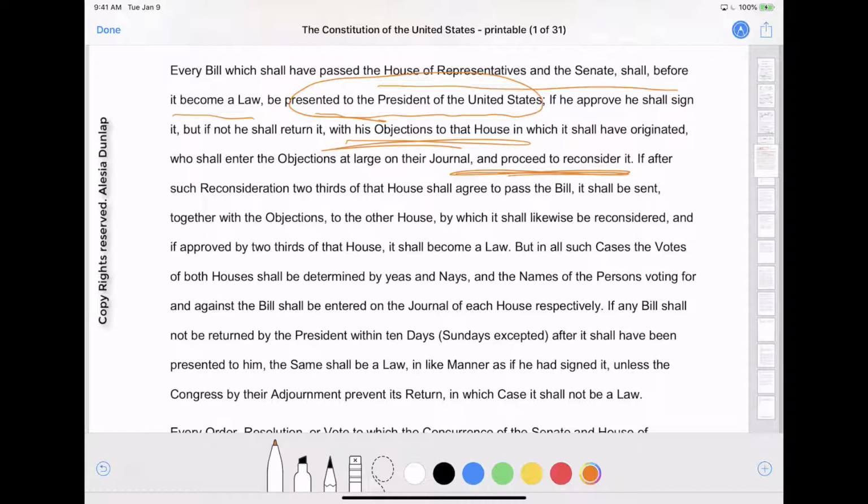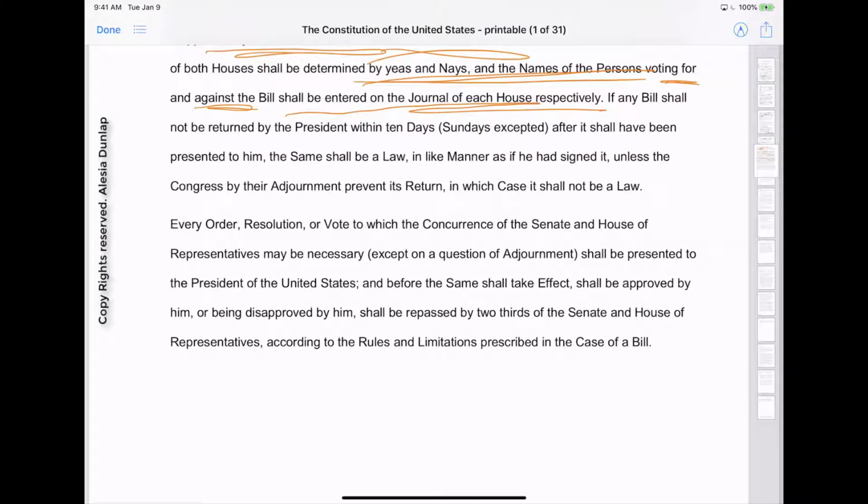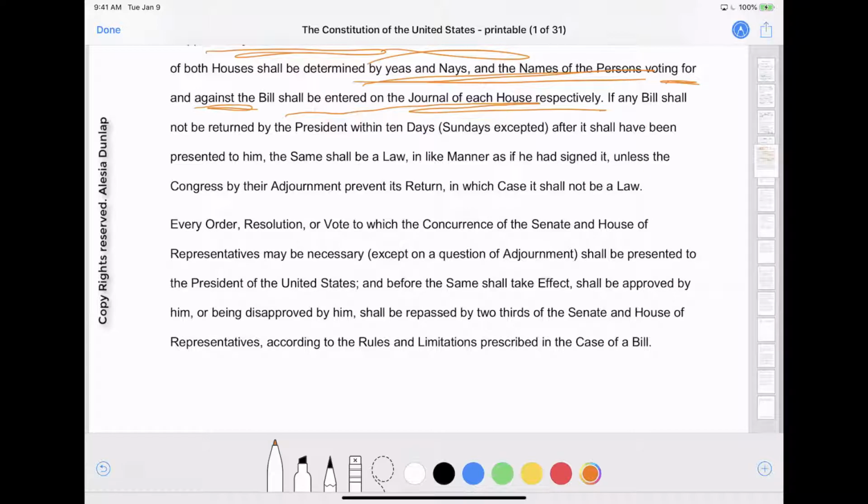So they have to go back for a 2/3 vote, and then it shall become a law. And the yeas and nays, voting for and against the bill, shall be entered in the journal of each house. As I stated, we call that the congressional record. And if any bill shall not be returned by the Congress within 10 days, with the exception of Sundays, after it shall have been presented to him, the same shall be a law.